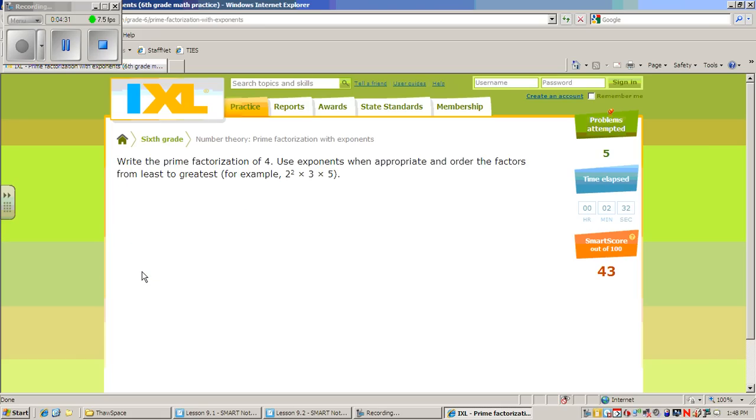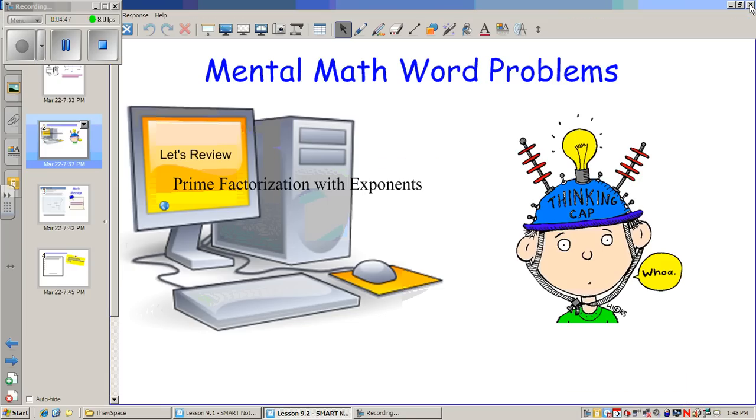So I'm going to stop there, but I really want you to remember how to do prime factorization because that is super important. So we're going to stop right here, and we're going to go back to our other problem here now. I'm going to get out of IXL. Close that. Okay, and we're going to move on here.